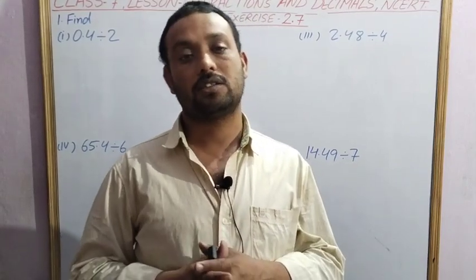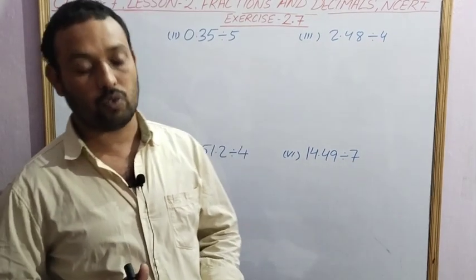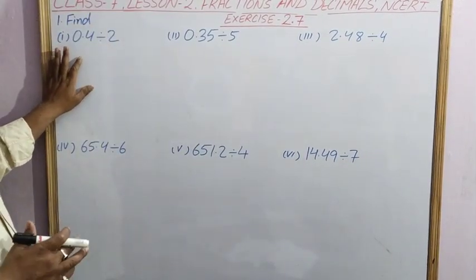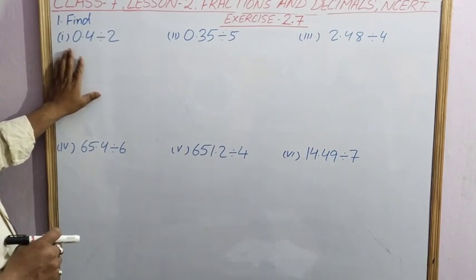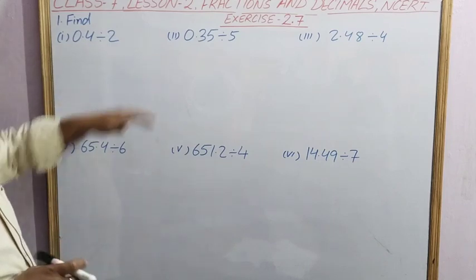Welcome dear students. Today we will do exercise 2.7 question number 1. Question number 1 says find. Here in this exercise we will learn division of decimals. Okay, so first question is 0.4 divided by 2. How will you divide this one?